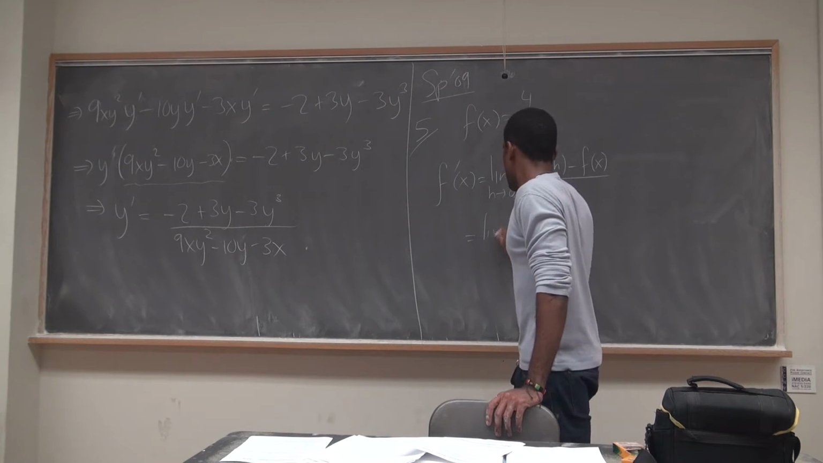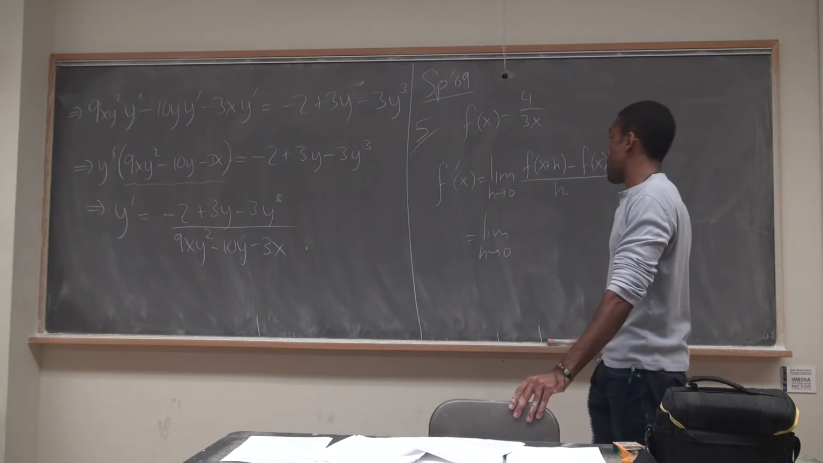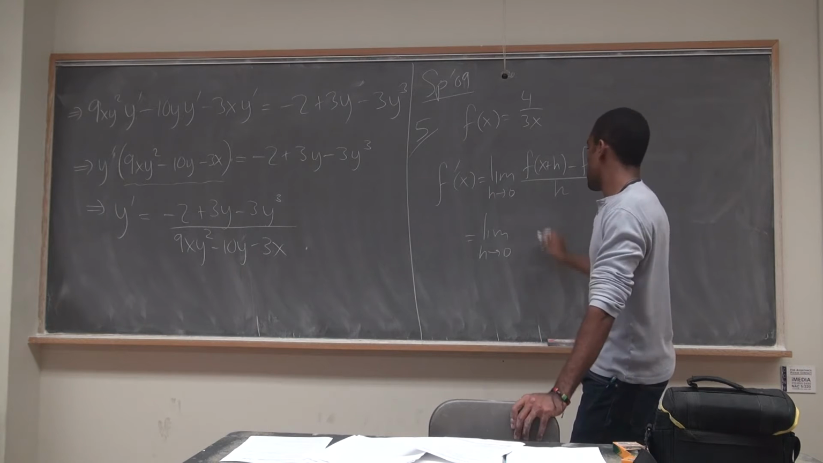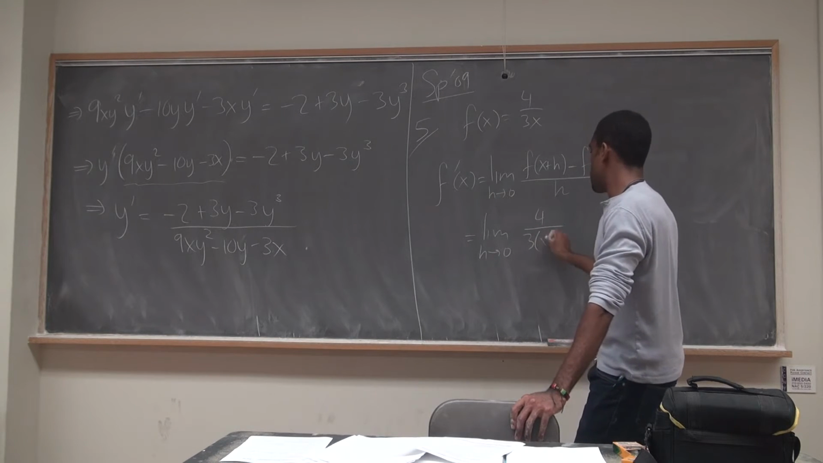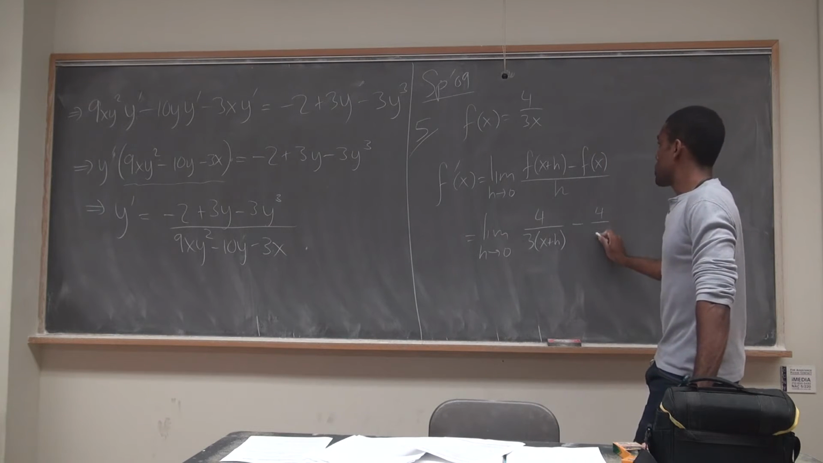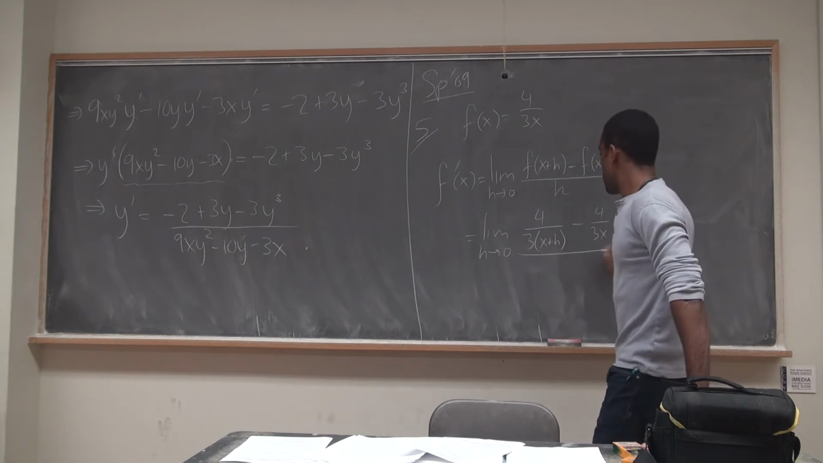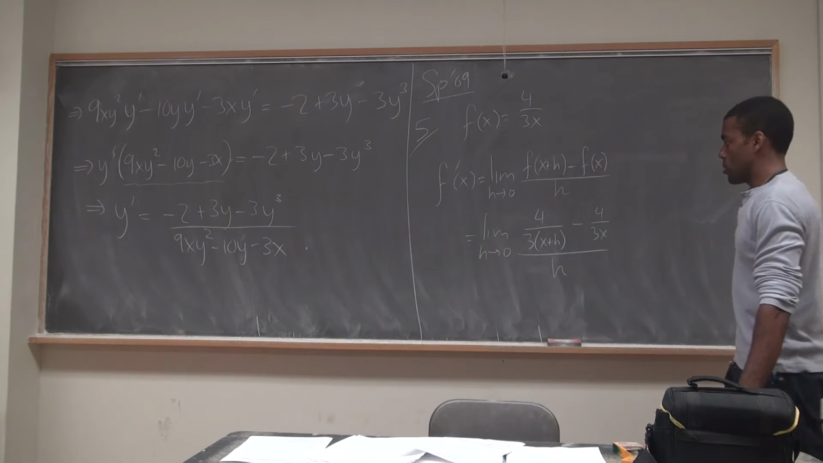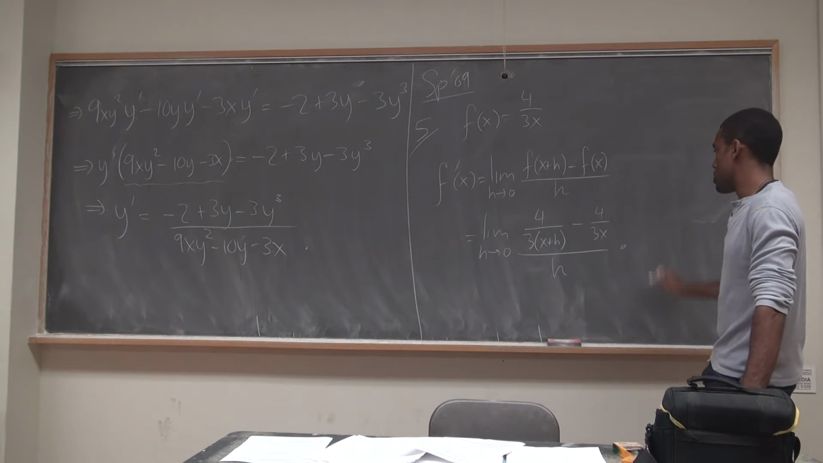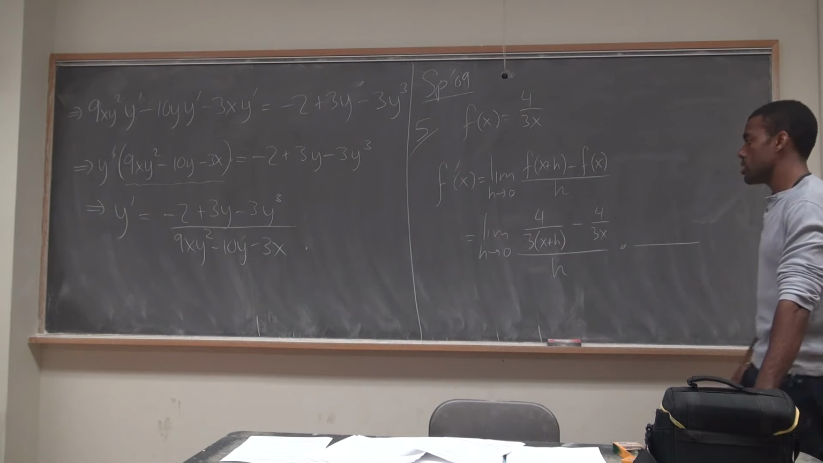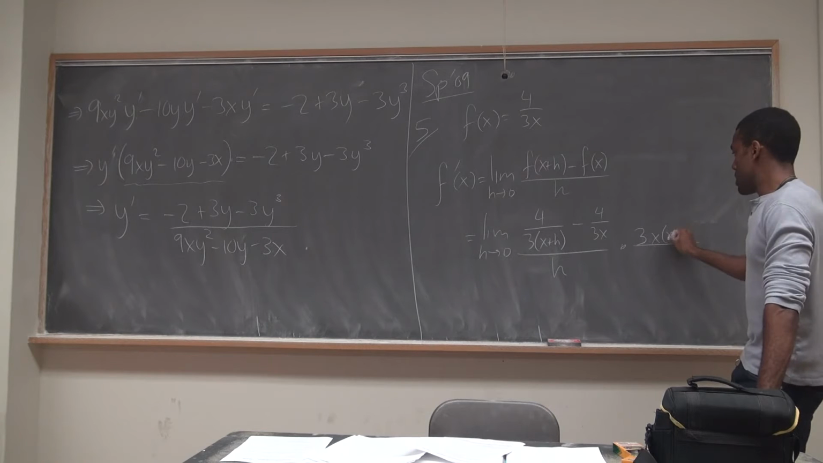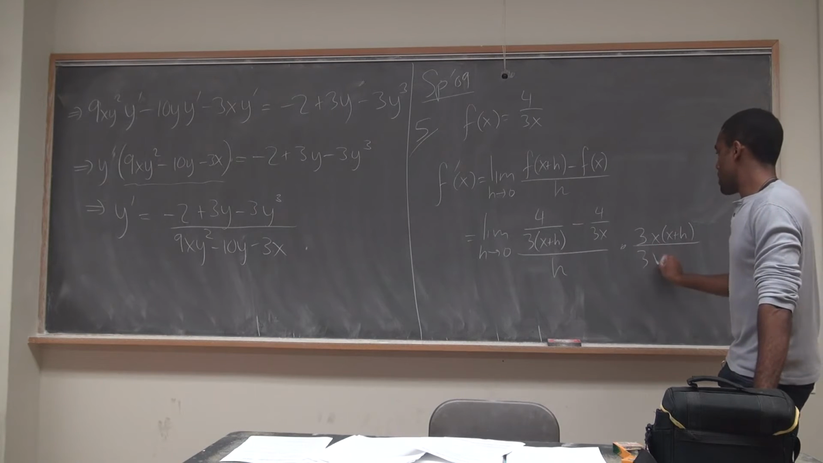Okay, so now we're going to start to plug in. So what is f of x plus h here? 4 over 3 times x plus h, in parentheses, minus 4 over 3x, all over h. What do we do now? Common LCD, because it's a complex fraction. I have fractions inside of a fraction. So I'm going to multiply by the LCD, which in this case is everything, just do it. 3x times x plus h over 3x times x plus h.